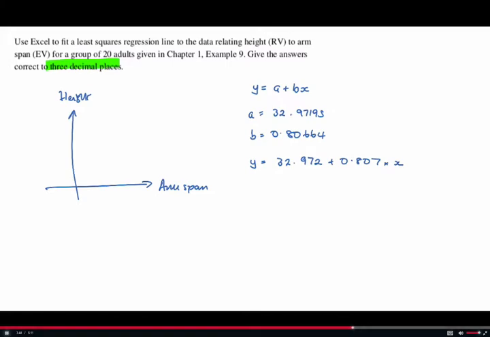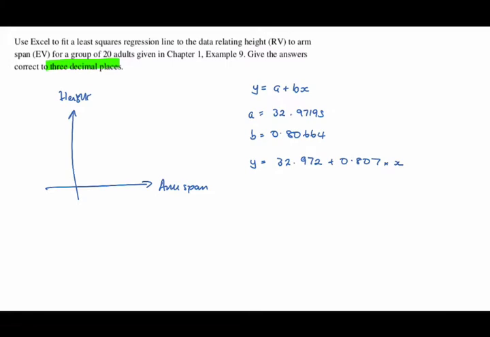Is that y, which is my height, is given by 32.972 plus 0.807 multiplied by my arm span. Now, why is this important to me? This actually helps me predict values for data that I don't currently have. I might be given an arm span that I don't have on my chart, and I want a way to predict the height.